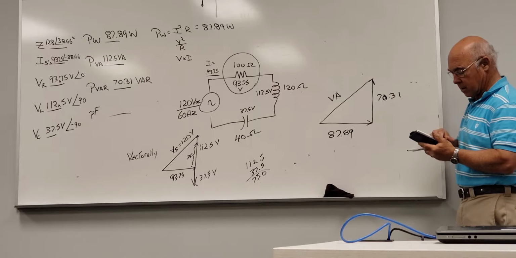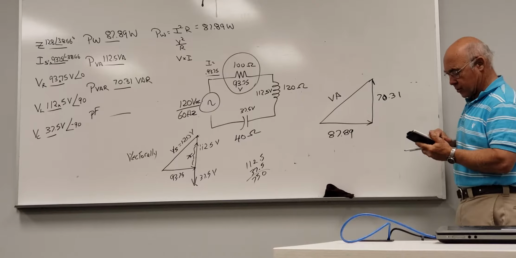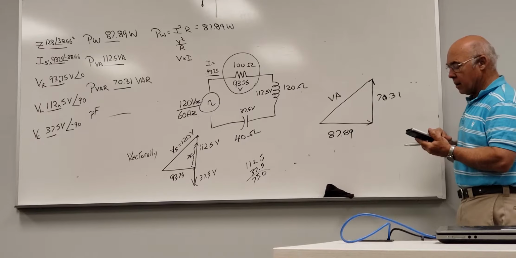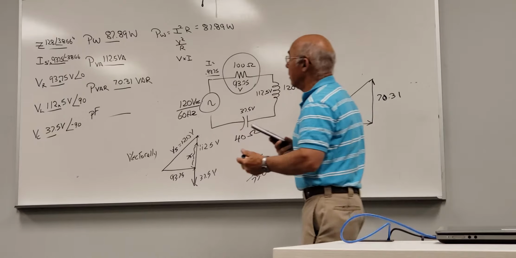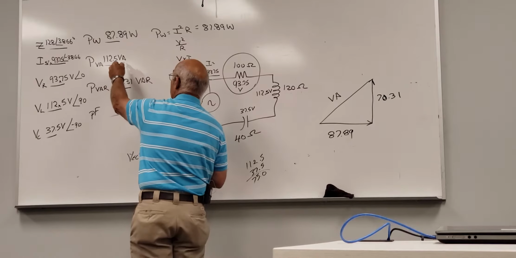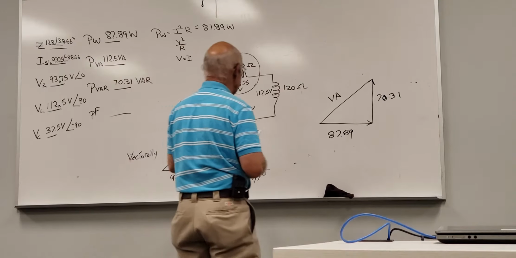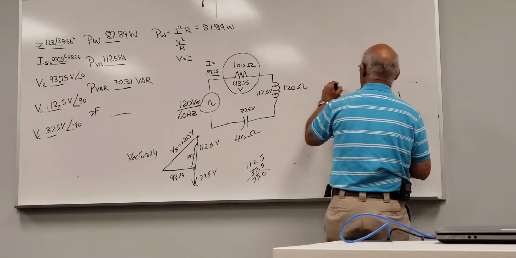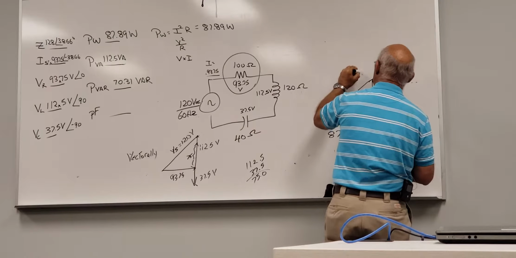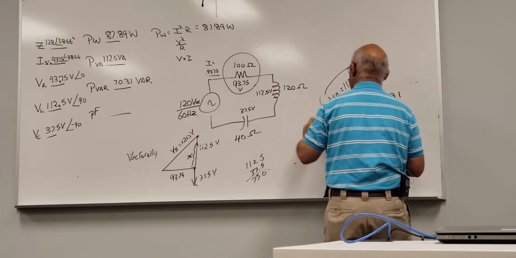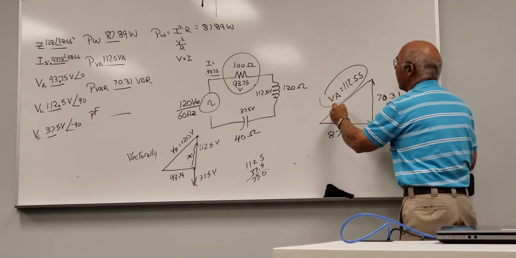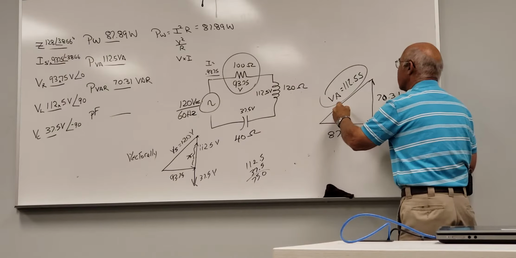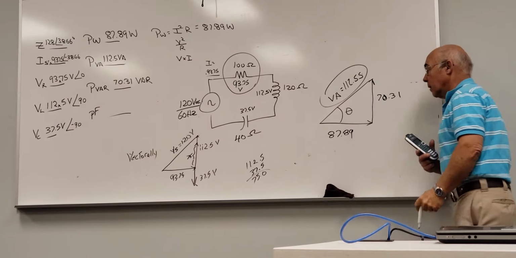So the second function, square root of 87.89 squared plus 70.31 squared equals 112.55. What we calculate here, 112.5. Here I got 112.55. Alright. So these two did equal that, and you got a phase angle, theta here.